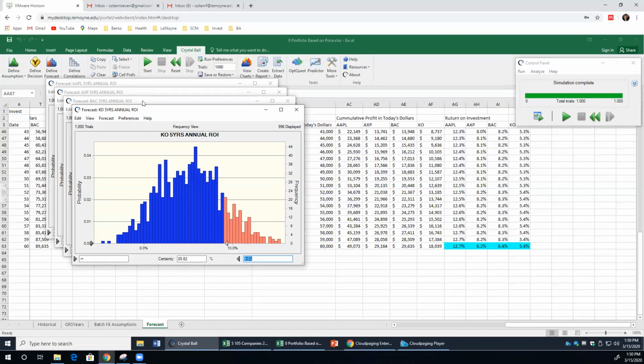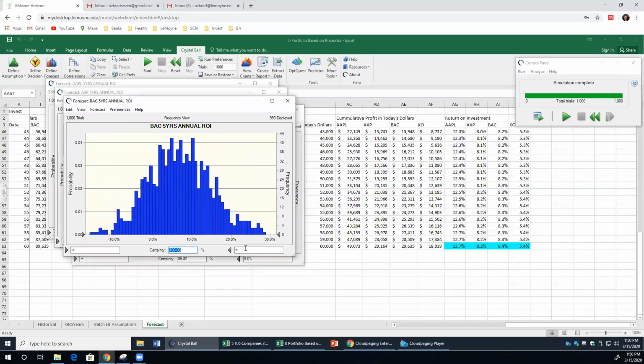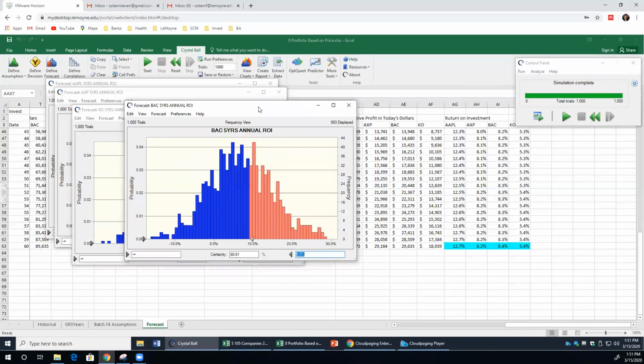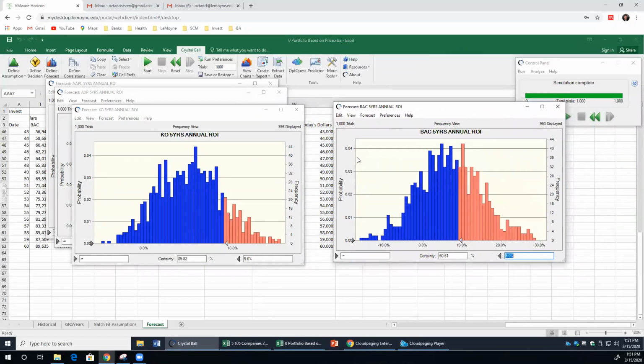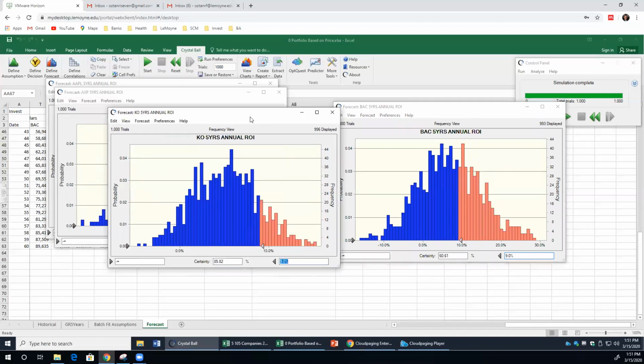So let's do the same thing for Bank of America. The probability of losing money is 20%, very high in comparison to Coke. And if I do 9% here, there's a 60% chance. So that actually looks better. If I'm trying to beat the market, Bank of America looks like the better option. However, if I try not to lose money, Coke is a better option.